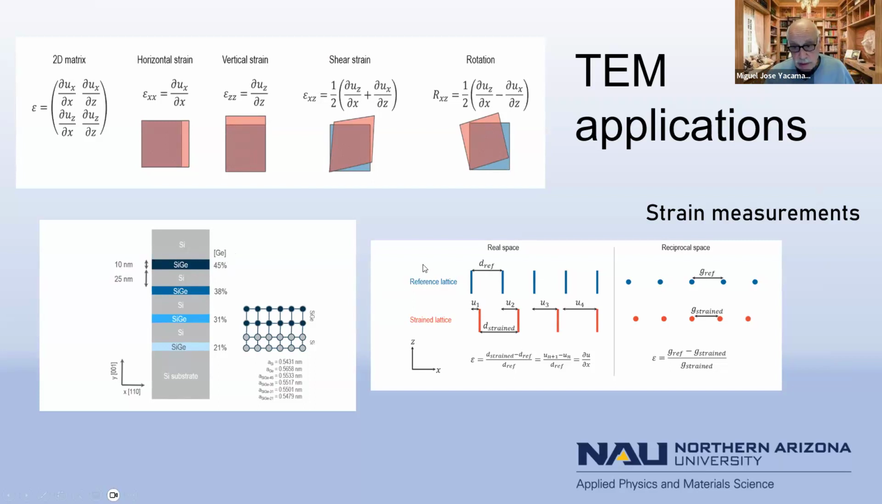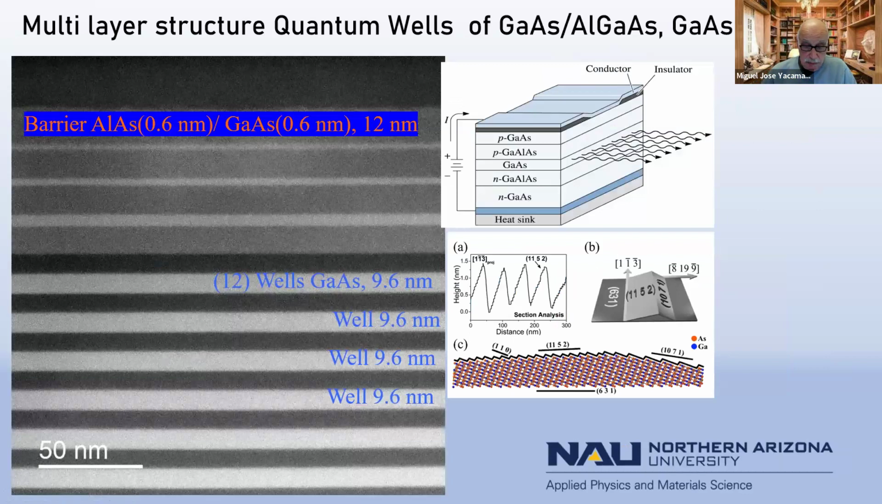Now you have to measure the strain, which is how much the lattice expands. Electron microscopy can determine it very easily. This is an example of a multi-layer quantum well structure of gallium arsenide and aluminum arsenide, with the layers deposited in different thicknesses. This is what it looks like. I believe this is an optical device, probably an LED.